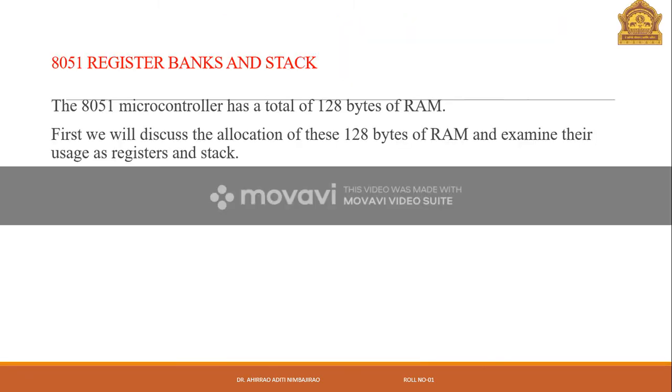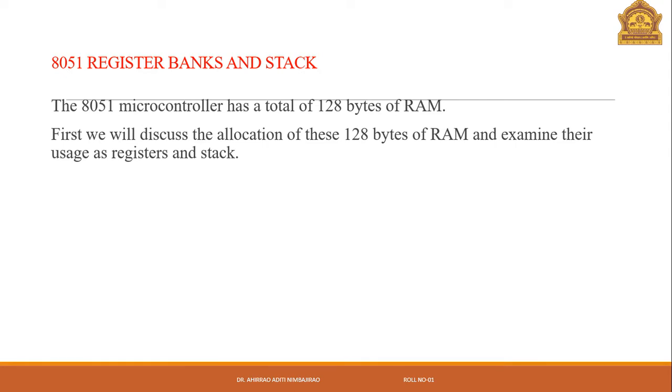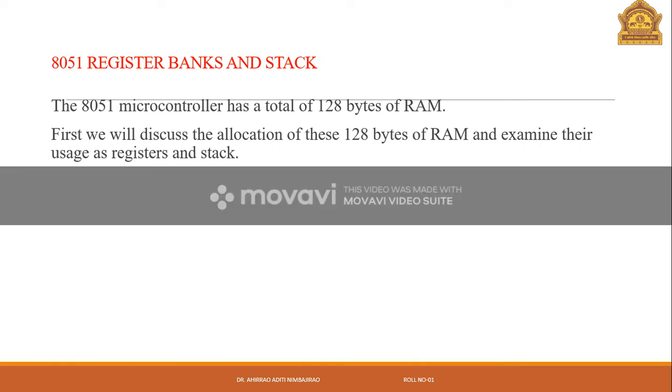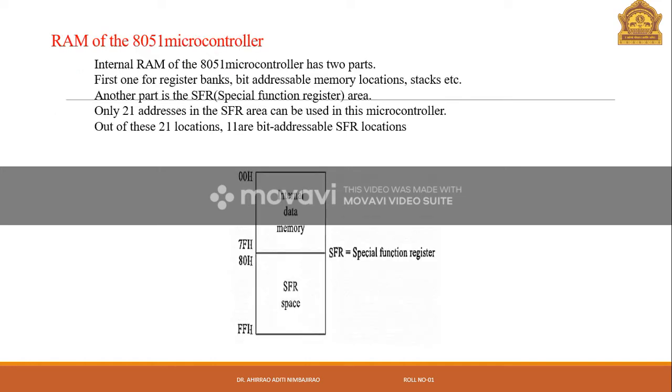Before going to the details of the register banks which are used in 8051, we must know the RAM organization in 8051. There are two types of memories in 8051 microcontroller, that is RAM memory and ROM memory. ROM which is of 4 KB and RAM which is of 128 byte. So we will discuss the 128 byte of RAM organization, how it is organized.